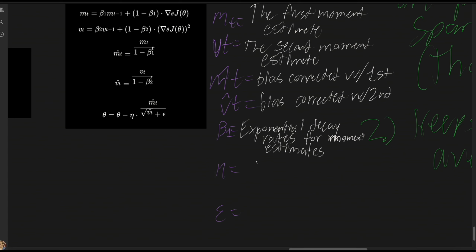And then we have our learning rate, and epsilon represents a small constant to prevent division by 0.